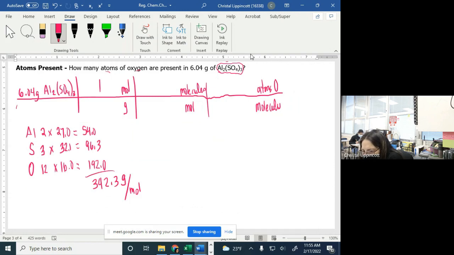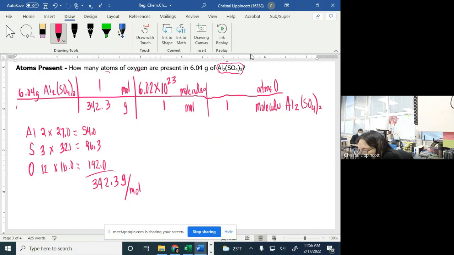Notice this gram and the numbers, they are on the same line. So the grams are going to go here, 342.3, and that's in 1 mole. Now, in 1 mole, how many molecules do I have? 6.02 times 10 to the 23rd. There you go. Yep. I even have a little mole ceiling tile up there with that on there.